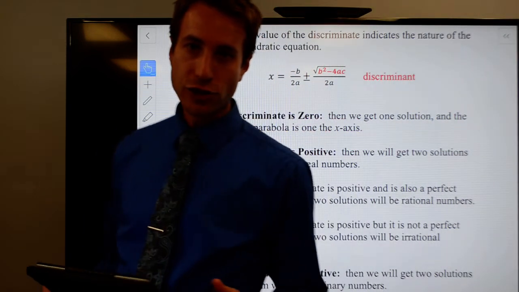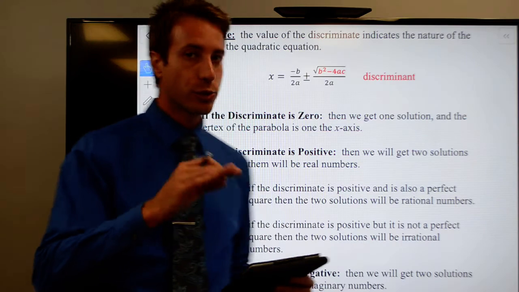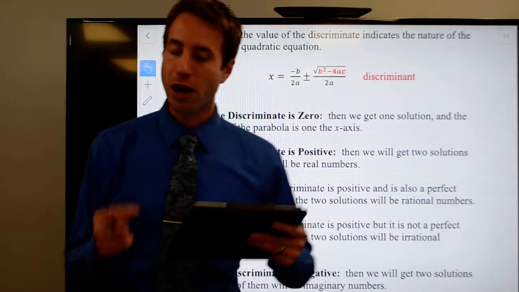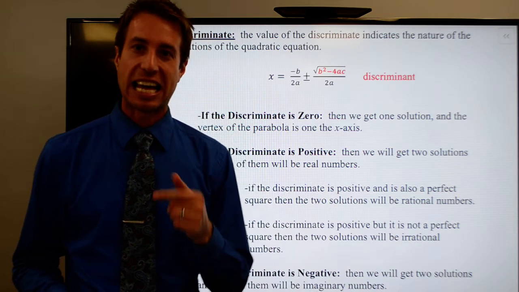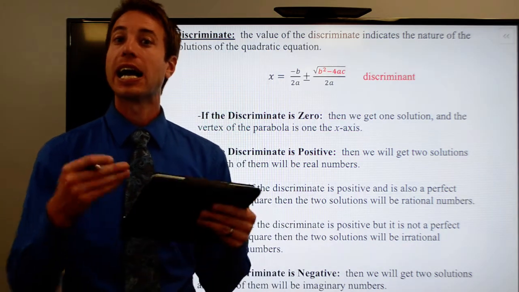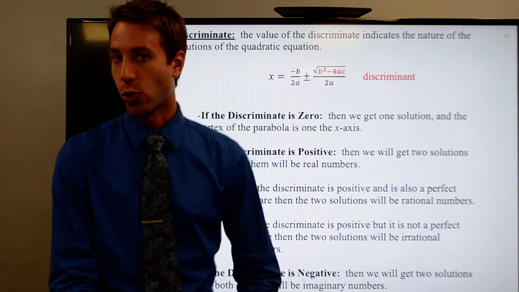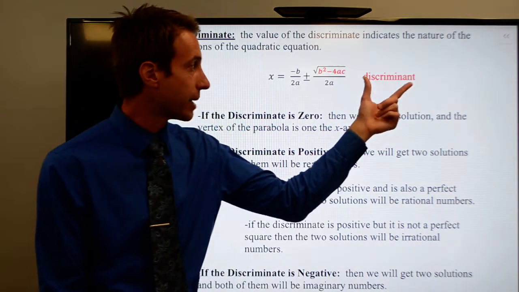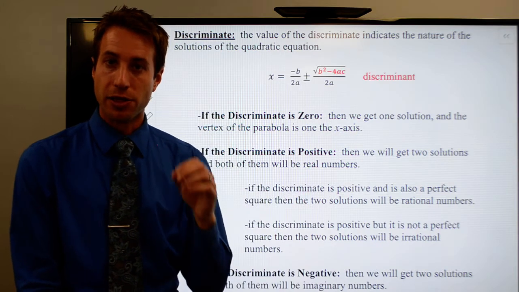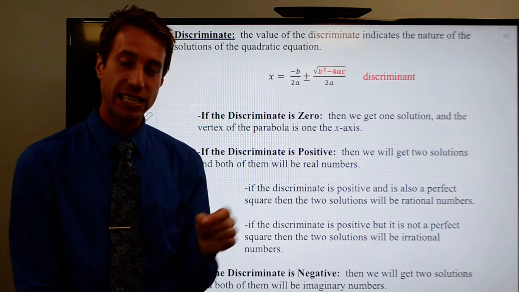Alright guys, welcome to this page of the notes, and here's what we're going to do. We're going to take a look at the discriminant of the quadratic formula and use the discriminant to help us figure out what kinds of solutions the quadratic formula is going to give us. It's just this simple. The discriminant is what's in red, the b squared minus 4ac.